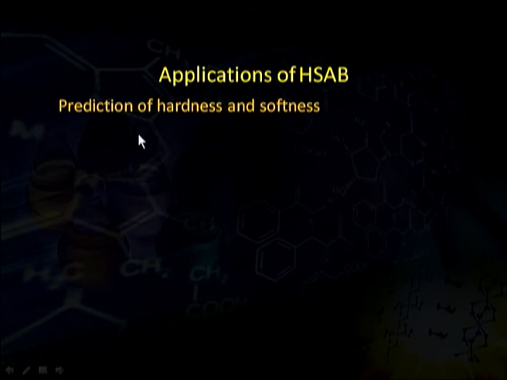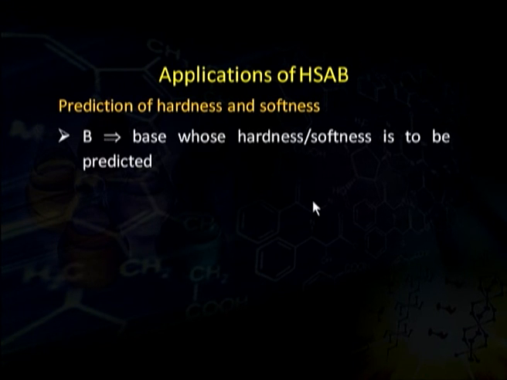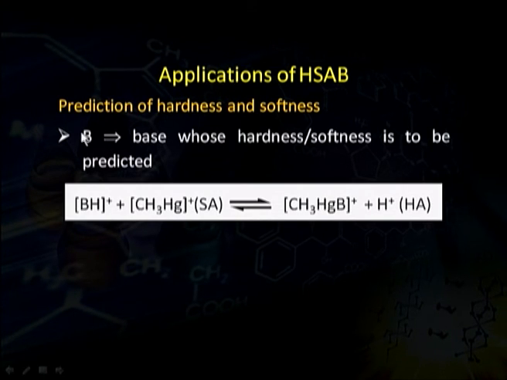And the last application of HSAB is the prediction of hardness and softness. With the help of HSAB, we can predict whether a given base or acid is hard or soft. Suppose we have a base B whose hardness or softness is to be predicted. Since we have a base, we react it with some acid. Suppose we react it with a proton. Proton is a hard acid. Then we react the species with some soft acid like methyl mercury cation.